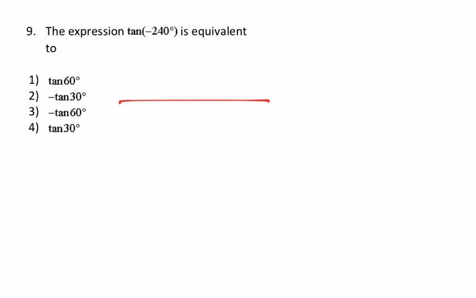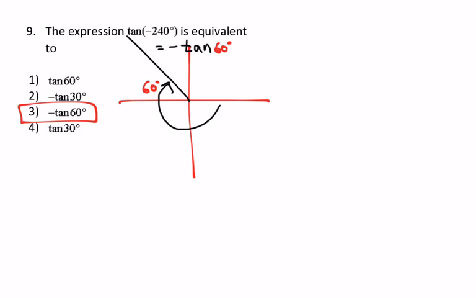Tangent of negative 240, same deal. We have to move all the way up there. Since it's a negative, we have to go clockwise, and we end up in the second quadrant. So therefore, we realize that tangent has to be negative. And then what's our reference angle? Reference angle is 60 degrees. So we get a negative tangent of 60, which is choice 3.